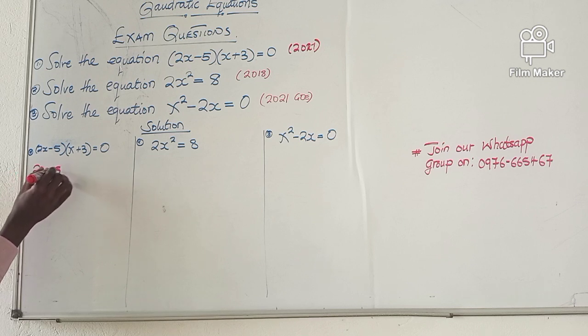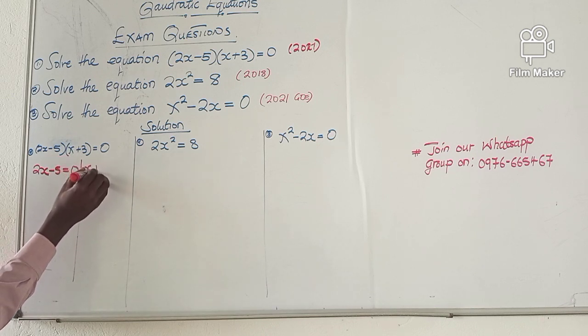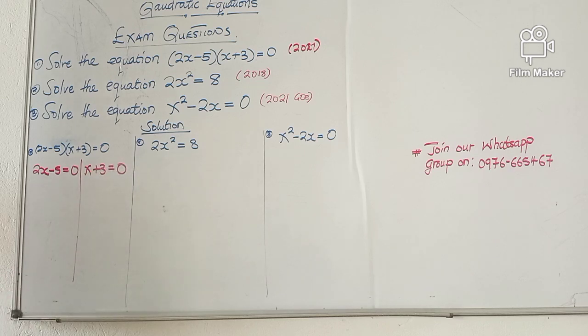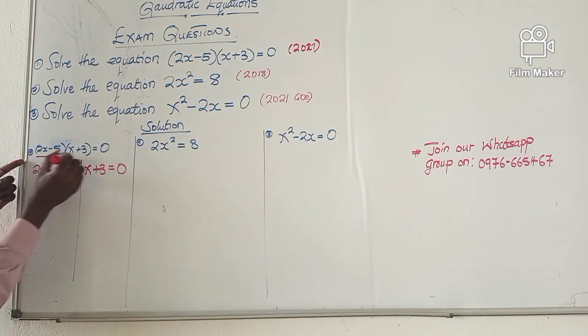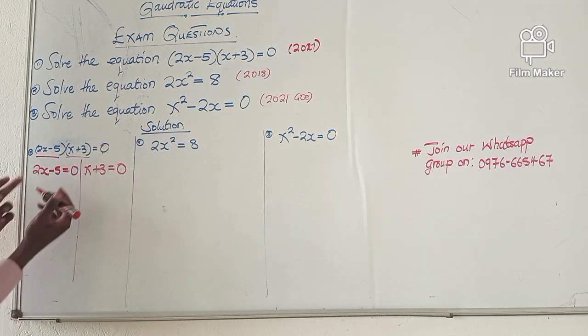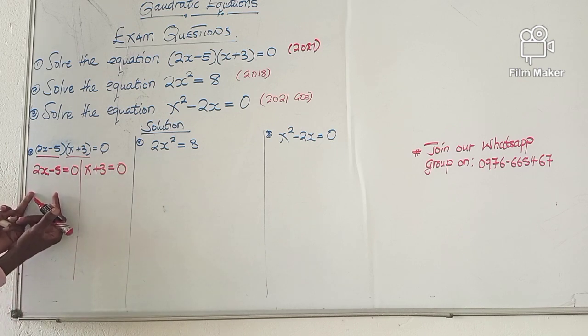So we're saying 2x minus 5 is equal to 0, or x plus 3 is equal to 0. Like that, we have equated this to 0 and also this to 0. We're going to solve this side and also this side, so we'll have an answer here and also an answer here.